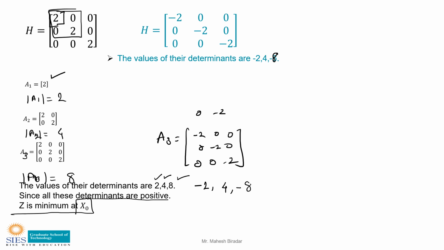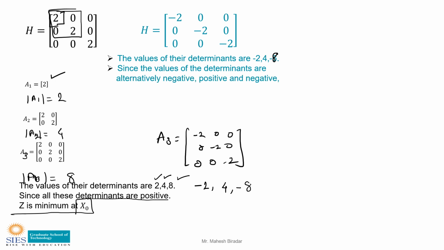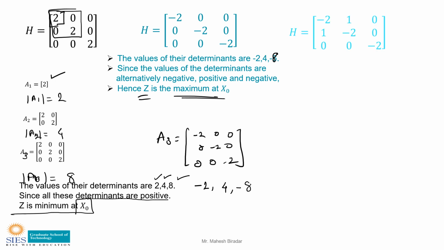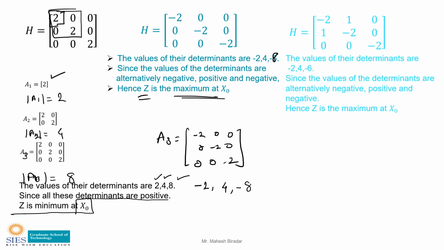Yes. So since all the values of the determinant are alternately negative, positive and negative, then we can say that Z is maximum at x naught. Okay, so this is another way you can define it, with the help of eigenvalues or with the help of the principal minor of the Hessian matrix. This is the third example.